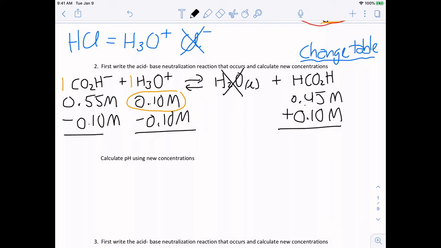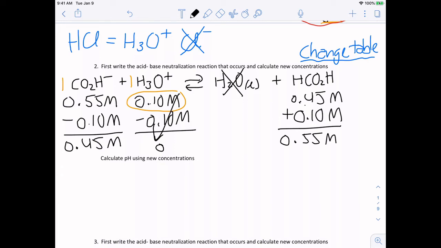And then we're going to write our new concentrations. So again, you're just taking the smaller reactant, subtracting it from both of the reactants, and then adding it to the product side. Right? You can never lose more than your smaller amount. If I only have 0.1, I can't lose 0.55, right? It has to be the other way. So 0.55 minus 0.10 is 0.45 molar. This goes to 0. And then 0.45 plus 0.1 is 0.55 molar.